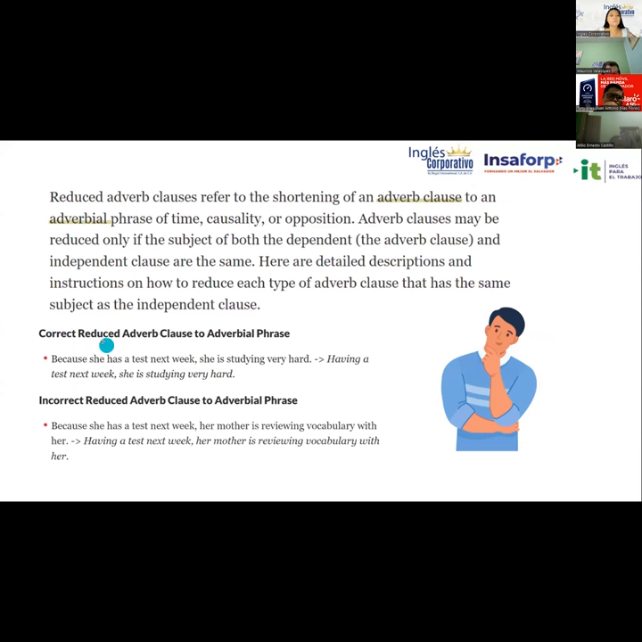Continue. Yes, please. Correct reduce adverbial clause to the adverbial phrase. Because she has a test next week, she is studying very hard. Okay. Having a test next week, she is studying very hard. Okay. Incorrect reduce adverb clause to adverbial phrase. Because she has a test next week, her mother is reviewing vocabulary with her. Okay. Having a test next week, her mother is reviewing vocabulary with her. Thank you, Maurice. Pronunciation of phrase, okay? Phrase. Yeah. Okay. Very good.